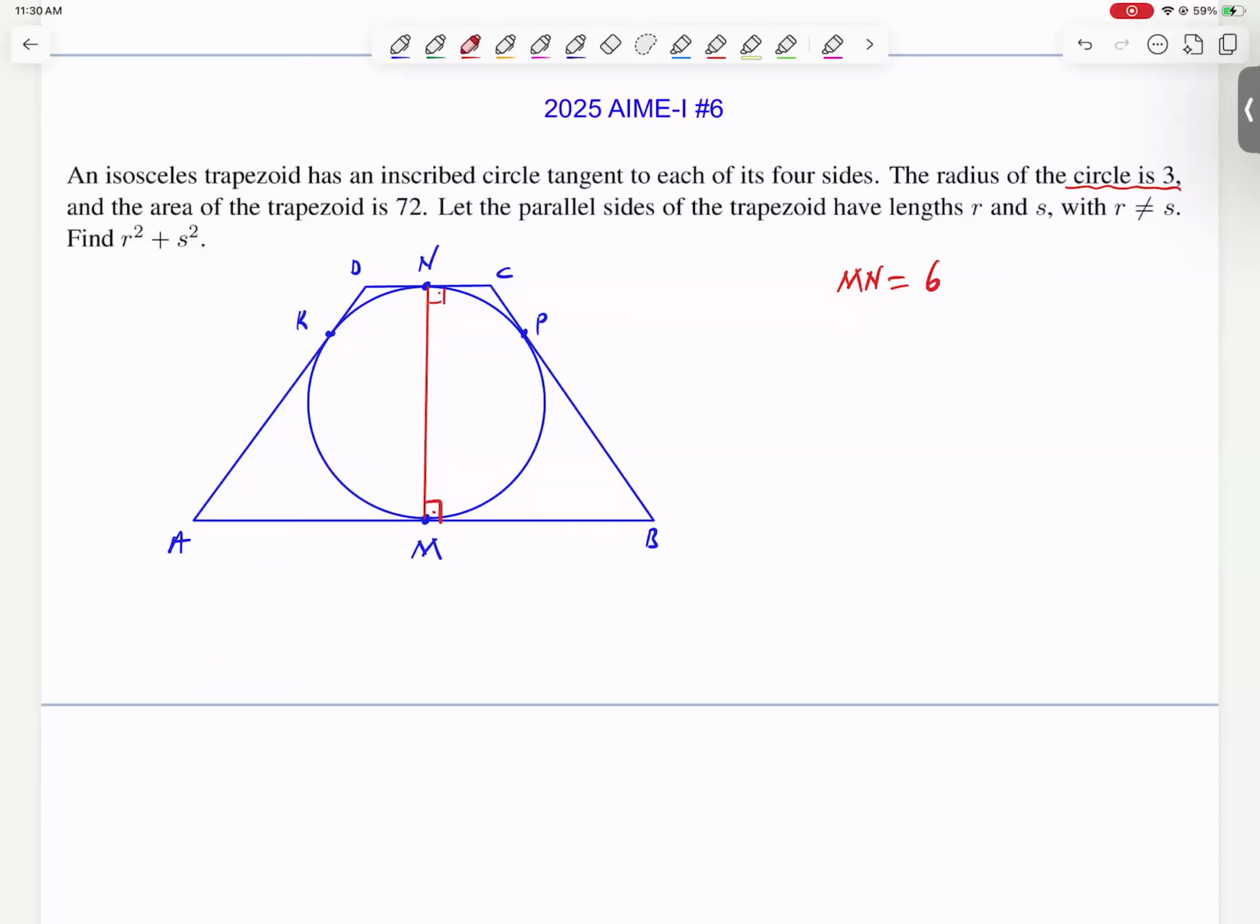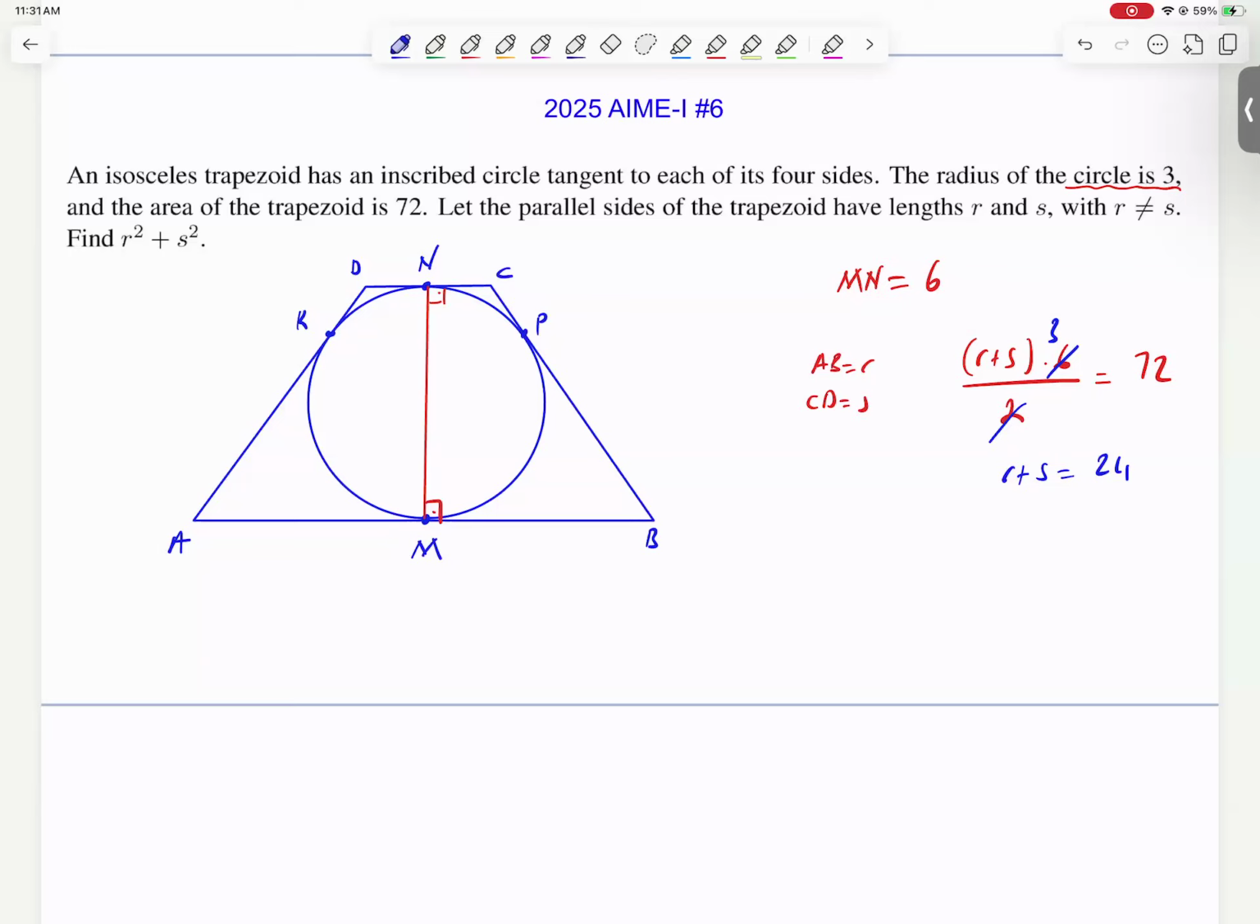Let's write the area of this trapezoid. Let's say AB is equal to r, the first base, and CD is equal to s. We add the bases, r plus s, times the height. The height is MN, which is 6. Divide by 2, and this is the area of the trapezoid, 72. From here we can get r plus s: 6 divided by 2 is 3, and 72 divided by 3 is 24. So r plus s is equal to 24. We are looking for r squared plus s squared.